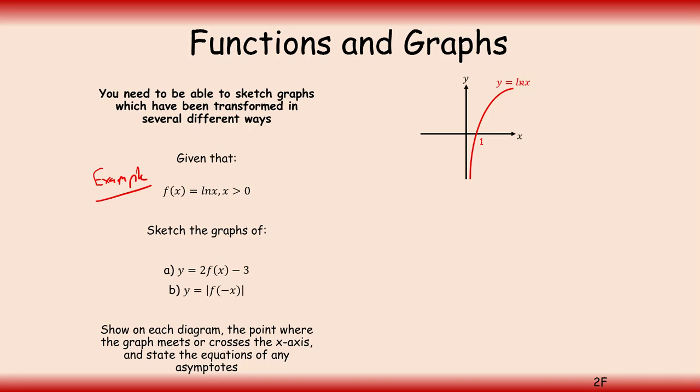If we double ln x, we double all the y values, so we stretch it out in the y direction, so it becomes more stretched in the y direction. Still tends towards the y-axis, where x equals 0, never actually getting there. And then minus 3 means that we shift it down 3. So it's asymptotic on x equals 0, which is the y-axis. Doesn't actually get there.